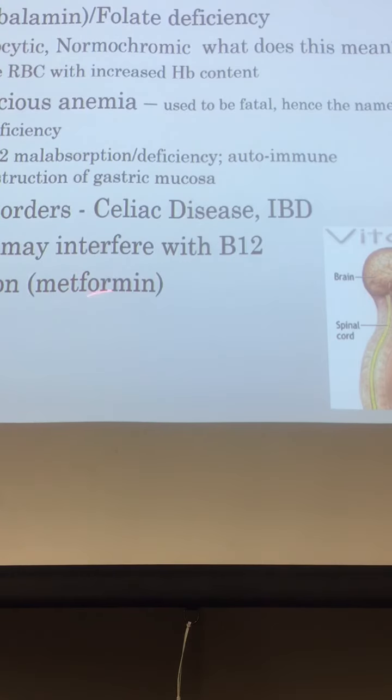There are some drugs like metformin. Anybody know what metformin is used for? It's a fairly common diabetic drug, and pretty harmless as far as drugs go. A lot of people with diabetes are on it. It helps control blood sugar. It's also given a lot to somebody with polycystic ovarian syndrome, and it can interfere with vitamin B12 absorption.